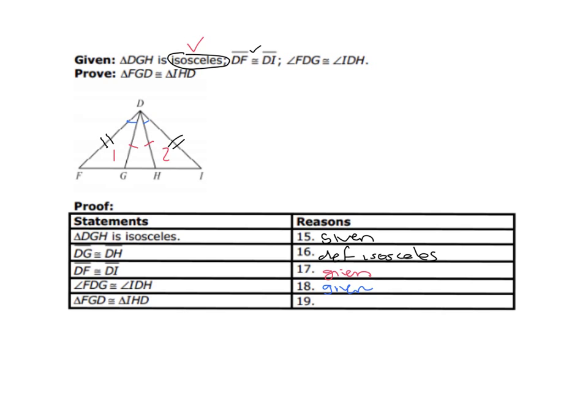So based on that information, why are these two triangles then congruent? Let's see, we have a side, an angle, and a side. I can clearly see that this angle here is included, meaning it's in between my two sides. So therefore, this is a side angle side.